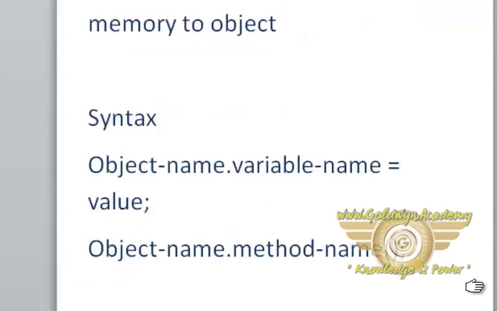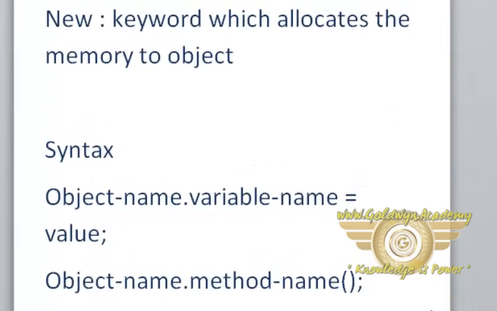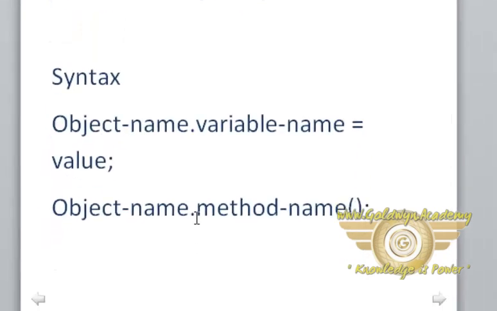Now, how to use the class variables and methods in an object. Here is the syntax for how to use the variables and methods of a class in an object. Object name is the name of the object, then the dot operator, which is used to link the object and the class. Variable name is the name of the instance variable in the class. Here is the syntax for how to call the class method using the object name.